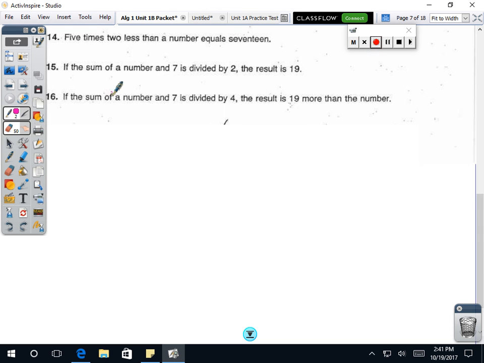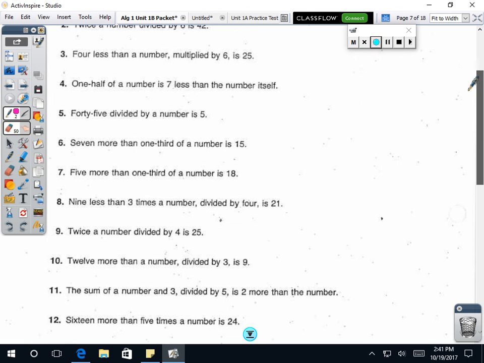If the sum of a number and 7, so sum is addition, you're doing a number and 7, is divided by 4, the result, which means the answer, is 19 more than the number. X plus 19. 19 more than a number.